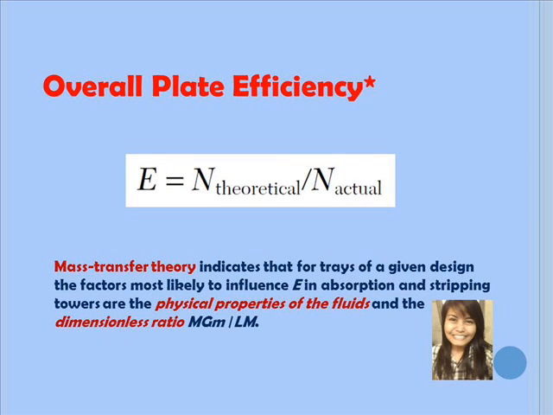Overall plate efficiency is the ratio of the theoretical number of trays needed to the number of actual trays used. So mass transfer theory indicates that for trays of a given design, the factors most likely to influence E in absorption and stripping towers are the physical properties of the fluids and the dimensionless ratio mGm over Lm, or the stripping factor.